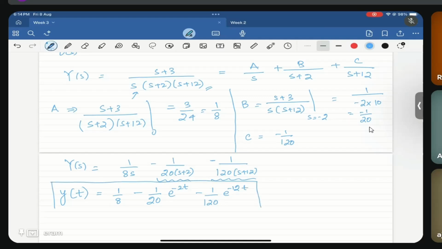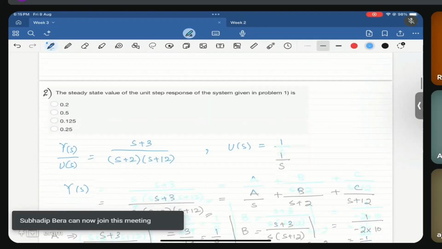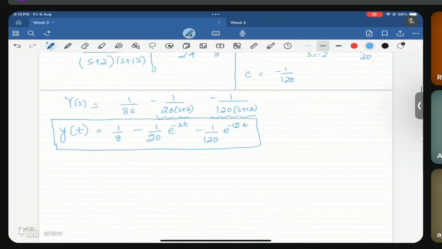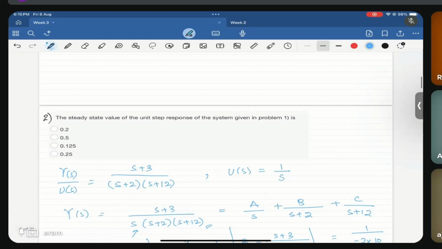This is the response of the system. Now the question asked about the steady state value. So when t goes to infinity, this term will go to 0 and this term will also go to 0, right? So we will be left with 1 by 8. Okay, and 1 by 8, which option is correct? Third one.